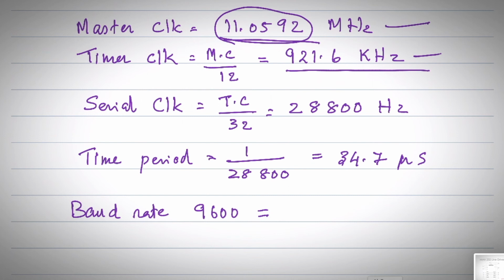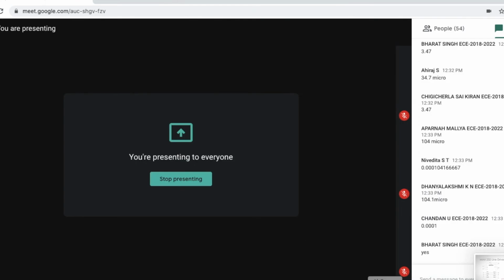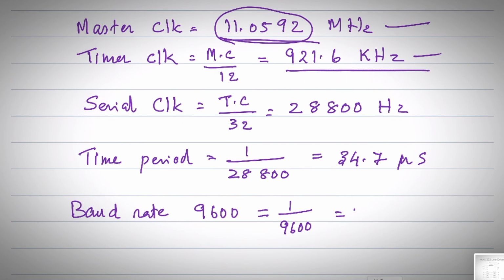So when I say 9600 is the frequency, what will be the time rate of this particular transmission? That is 1 by 9600, right? How much is it? 1 by 9600. So we will be getting approximately 104.1 something microseconds.